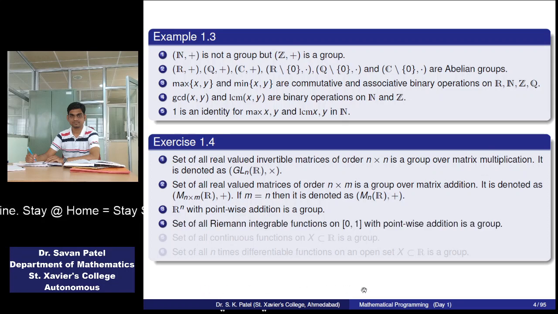The set of all Riemann integrable functions. If you do not know the word Riemann integration, just think about integrable functions on interval 0, 1 with pointwise addition is a group. Here function addition is pointwise, so the 0 function, f of x equals 0 for all x in interval 0, 1, will work as identity element, since any function f plus the 0 function will be the function itself, and the inverse of the function f will be minus f.